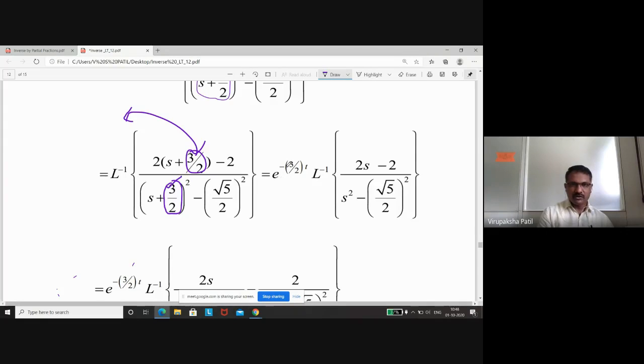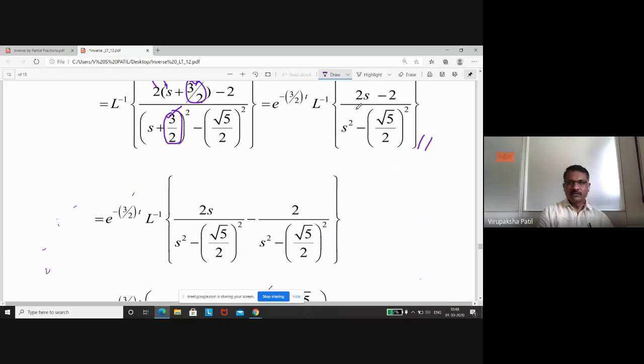So it becomes e to the power minus 3 by 2 times t into, once you take this outside, L inverse of your f bar s. Taking this 2s inside, your f bar s will become 2s minus 2 whole divided by s square minus root 5 divided by 2 whole square, because already you are taking this 3 by 2 outside. Now our intention is to find L inverse of only this much.